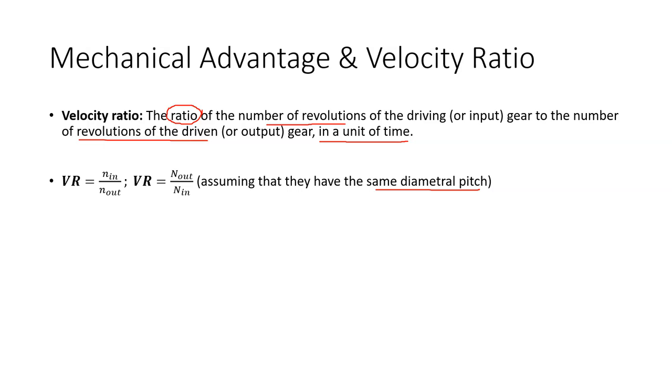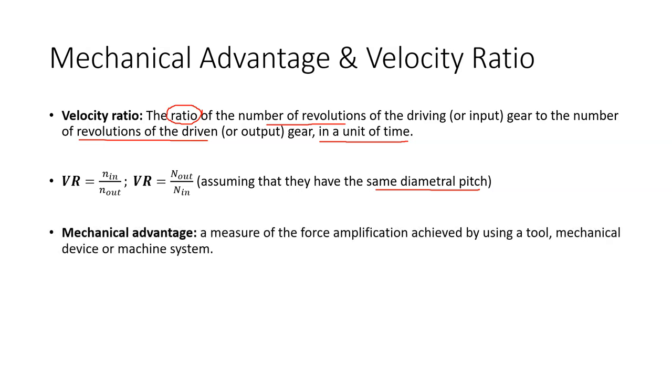Now, when you look at the mechanical advantage, it's the same as what you learned back in 8th grade science class when talking about simple machines: a measure of the force amplification achieved by using a tool, mechanical device, or machine system. We can typically measure that with gearing by looking at the torques. Now we're looking at the torque output versus the torque input, which has an inverse relationship with the velocity ratio calculation. And that's going to become important as we move forward.